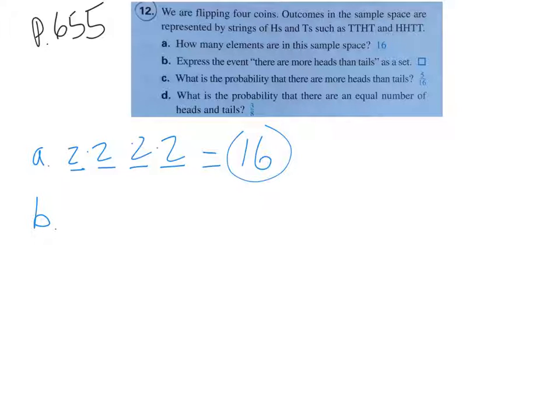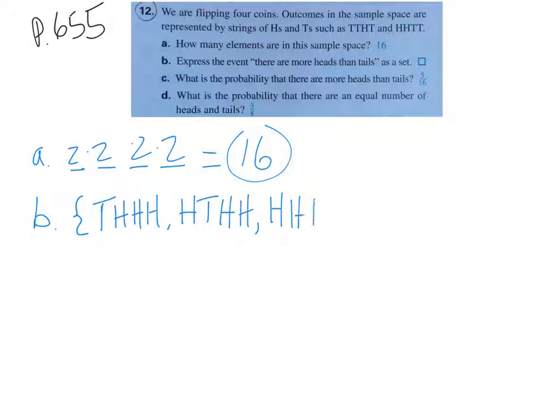Part B says express the event there are more heads than tails as a set. So again, if you have the tree, you can see all these events, but I think it's good to practice trying to come up with these events without having the whole picture. So more heads than tails, since there's 4 coins that we're flipping, more heads than tails means you have to have 3 heads and 1 tail. So here's one way you could do that. The first one could be tails, and the other 3 heads. Or the second one could be tails, and the other 3 heads. The third one could be tails, or the last one could be tails.